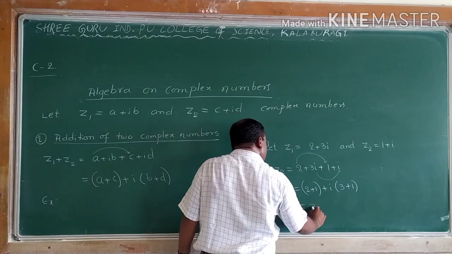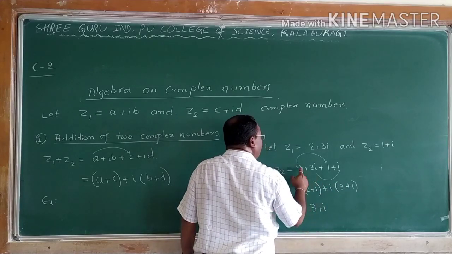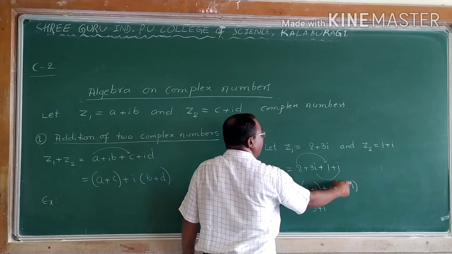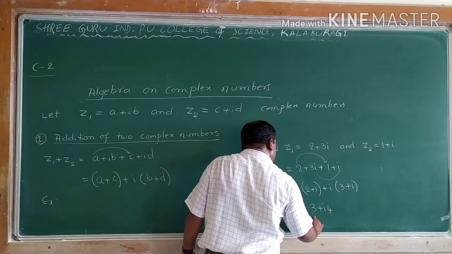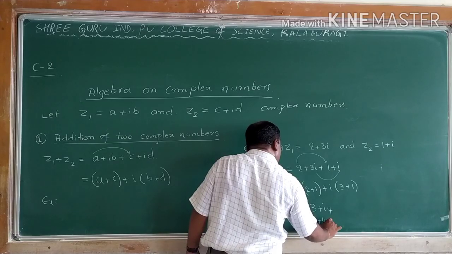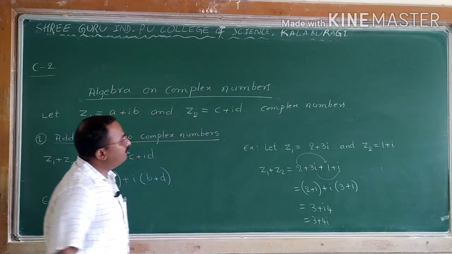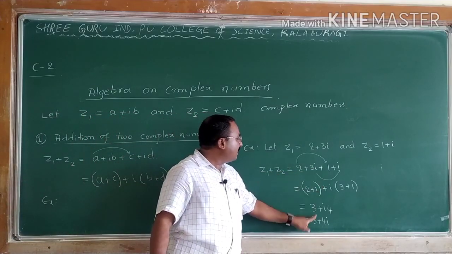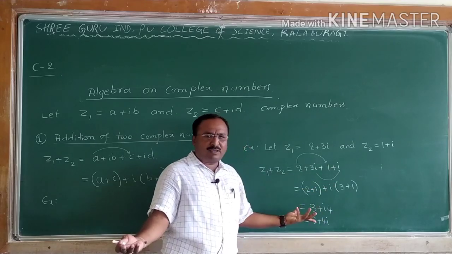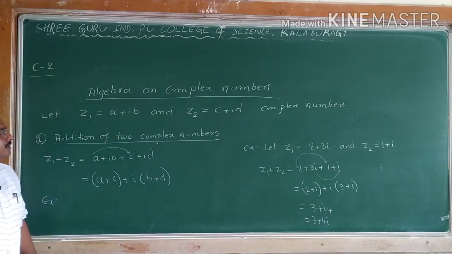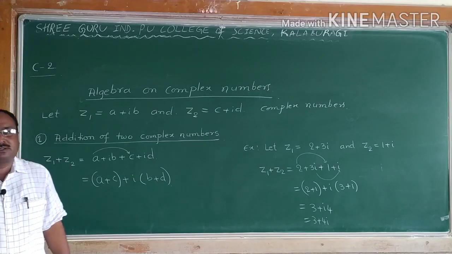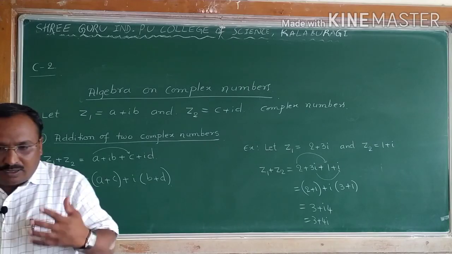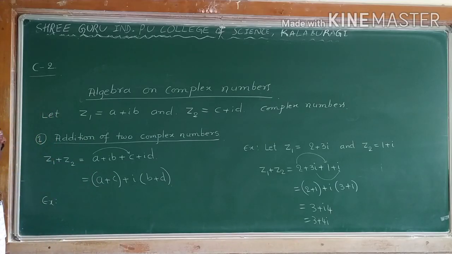2 plus 1 is what? 3, plus i as it is. Here i taking common 3, here i taking common 1. 3 plus 1, 4. That is 3 plus 4i. That is addition of two complex numbers. Otherwise you can directly add: 2 plus 1, 3. 3i plus 1i total 4i. That is algebra on complex numbers: addition, difference, multiplication and division.